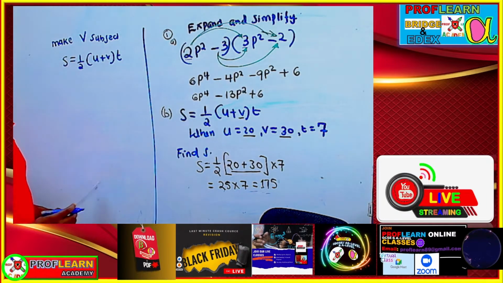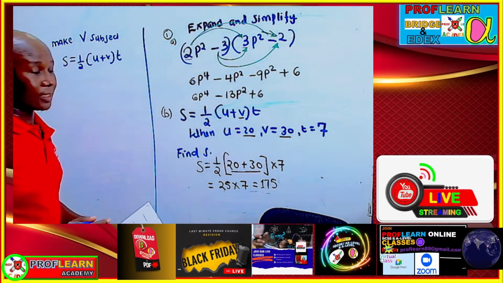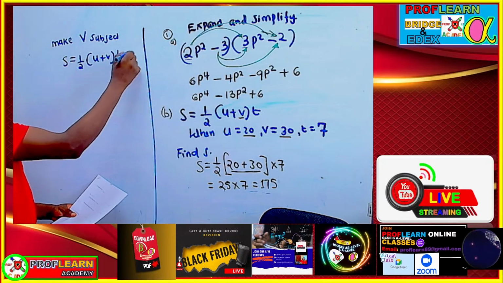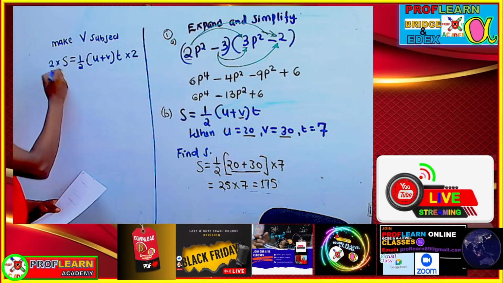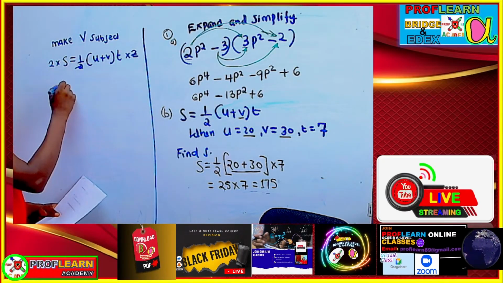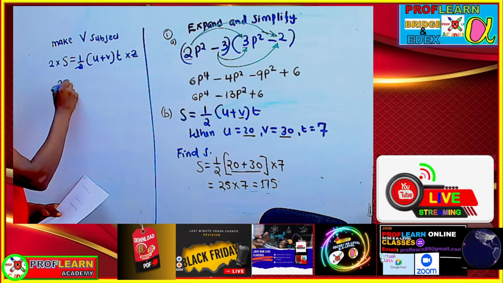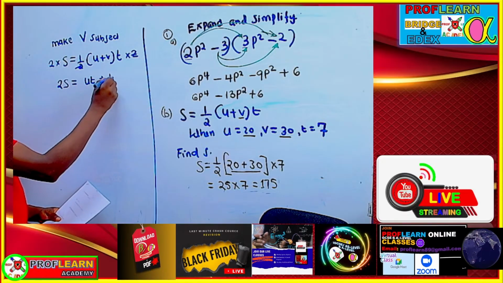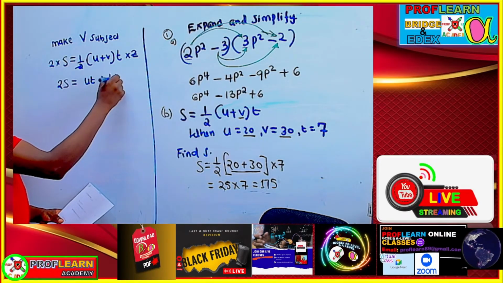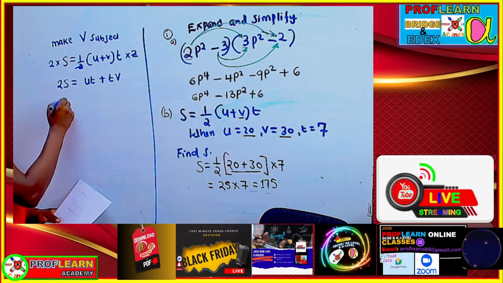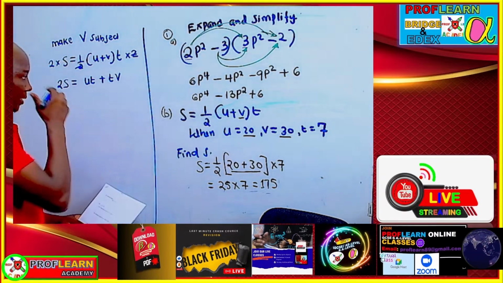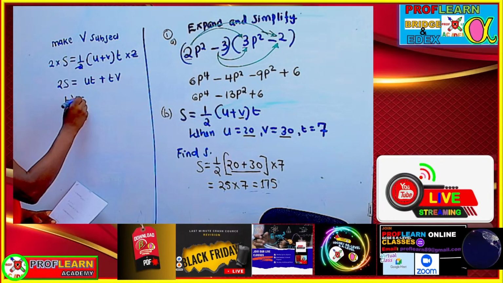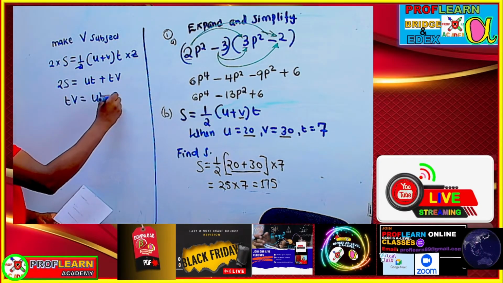That's the formula. So for us to make v the subject, we are going to start by multiplying by 2 both sides, so that the 2s cancel out. You are going to remain with 2s is equal to ut plus tv. And then the term that we want to make the subject, we take the other term to the other side, so that we can have tv is equal to 2s minus ut.